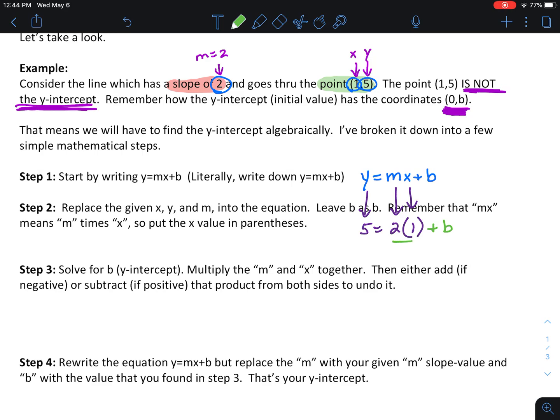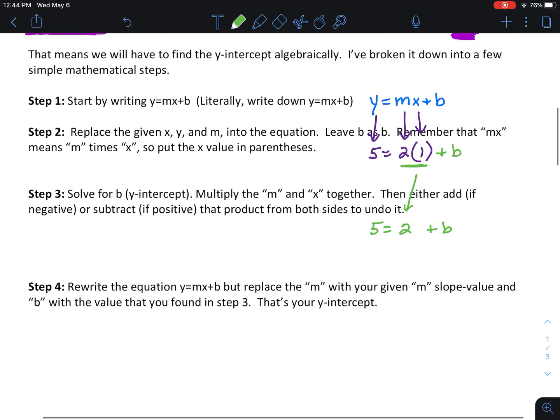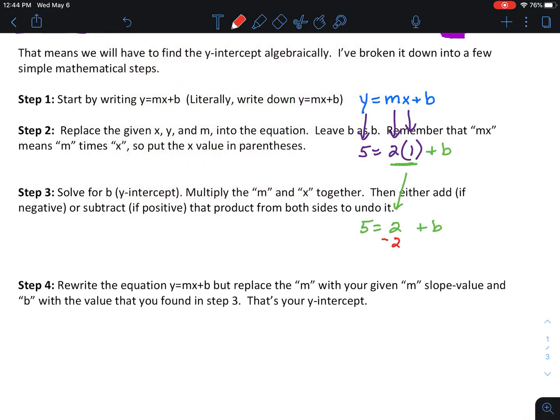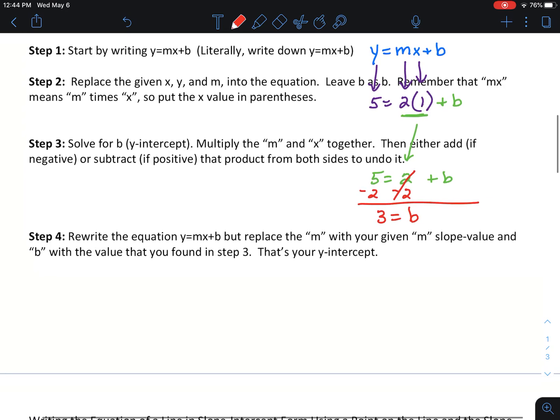We're going to multiply the m and the x together, okay? Then either add or subtract it from both sides to undo it. Essentially, we're solving a one-step equation and we're isolating b. So 5 is equal to 2 times 1 is 2 plus b. Okay, so remember, we just did 2 times 1 is 2. And now we're going to undo it. So we're going to subtract 2 from both sides in order to eliminate the 2's there. Okay? And we get 3 is equal to b. That's step number 3.